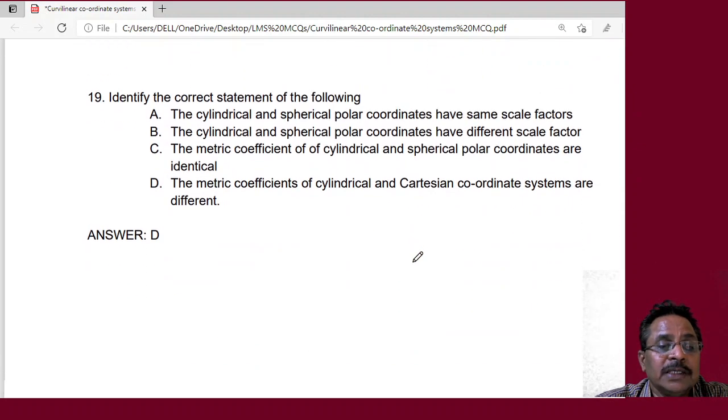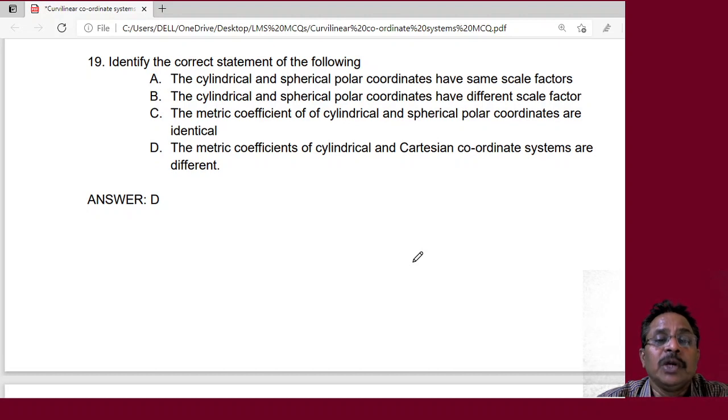Now question number 19: identify the correct statement of the following. Four statements are given. Out of these we have to go for exact identification of the scale factors and metric coefficients of different types of coordinate systems. Statement A says the cylindrical and spherical polar coordinates have the same scale factors. This is not true, because if they were the same, then the systems would be the same. The cylindrical and spherical polar coordinate systems have different scale factors.